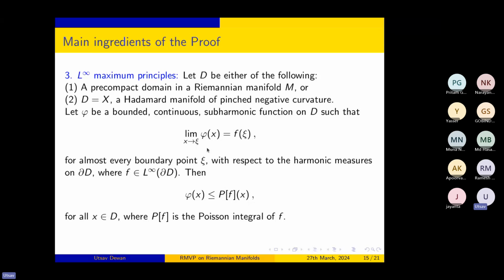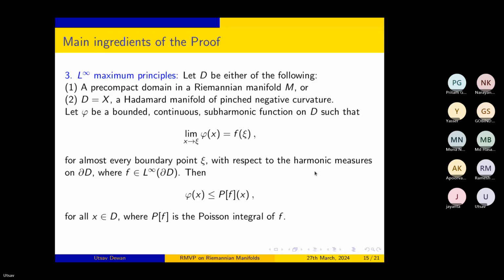The point is that here we only know the boundary limit on a full measure subset of the boundary, for almost every boundary point xi. And despite that, we are getting this maximum principle. That's why we are calling it the L infinity maximum principle. Now, it's not only an L infinity maximum principle, but it's actually something more informative in the following sense: this is actually the least harmonic majorant of this subharmonic function phi.